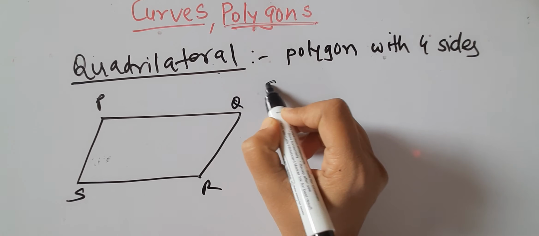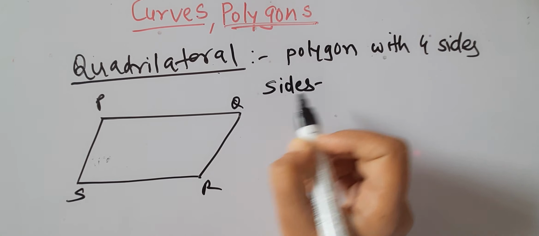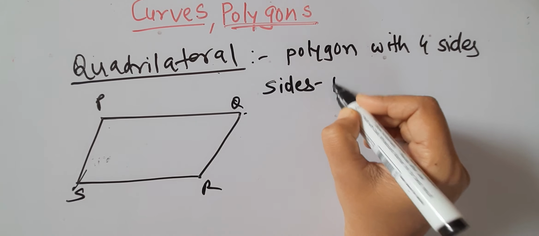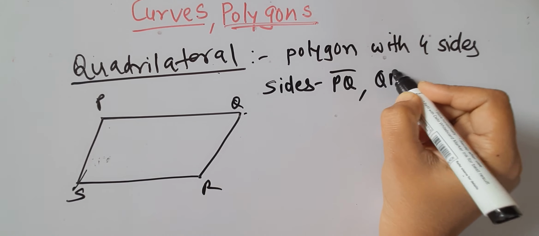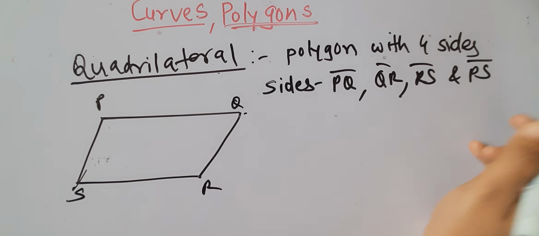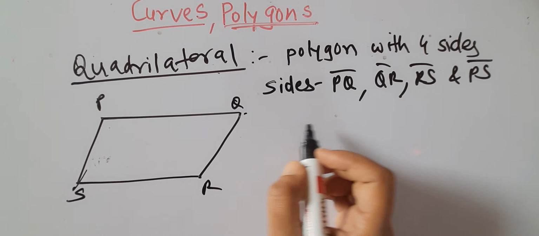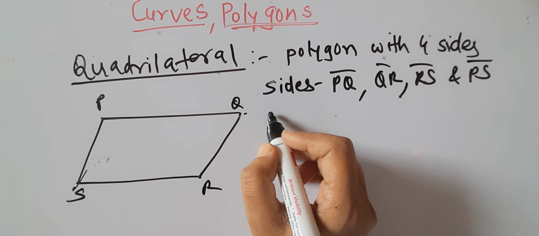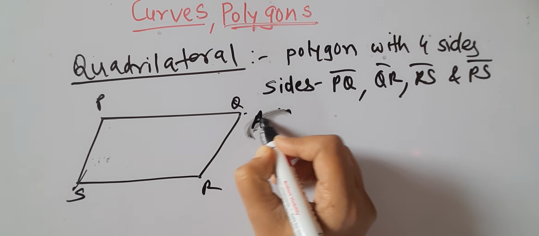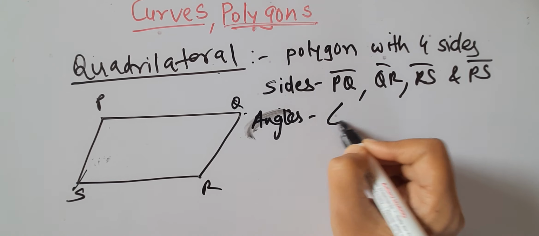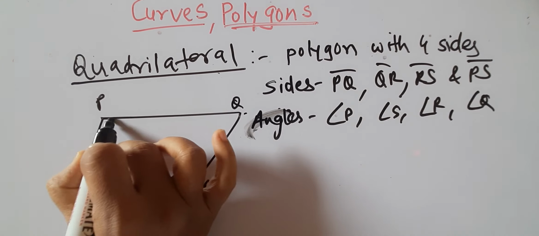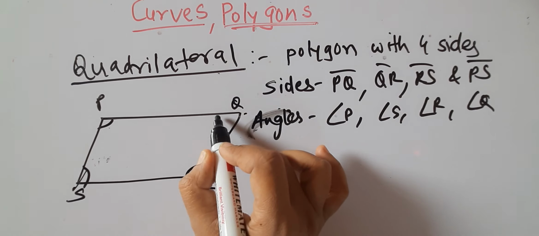Now again, the properties remain the same. What are the sides of the quadrilateral here? PS, SR, RQ, QP. These are all sides of the quadrilateral. Now next is angles. We have angles P, S, R and Q. These are all forming angles here.